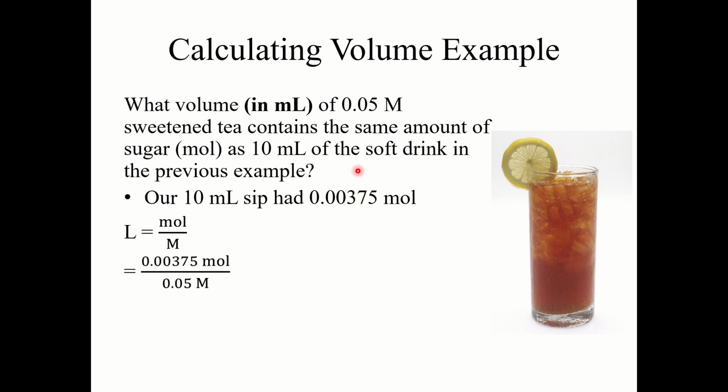That's the same amount of sugar as that sip of the soft drink from the previous example, divided by the concentration of the tea, divided by 0.05 molar. And we get 0.075 liters. So if I had asked for the volume in liters, this would be the final answer. But you should notice here, again, I asked for the volume in milliliters. So take that volume in liters and multiply it by this conversion factor, and you get 75 milliliters. So the final answer here is 75 milliliters.